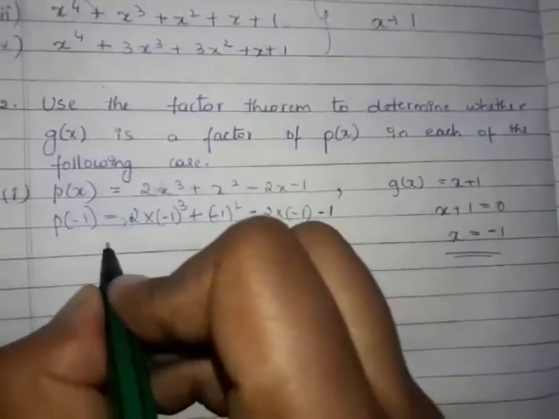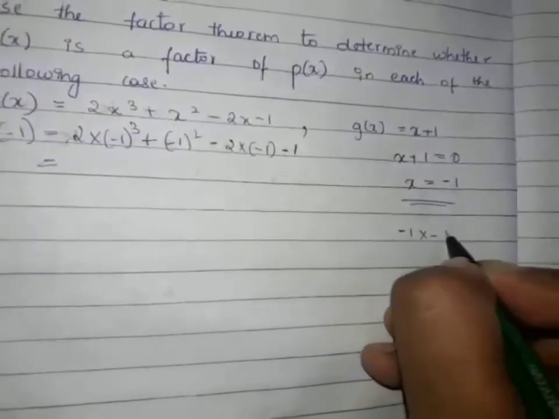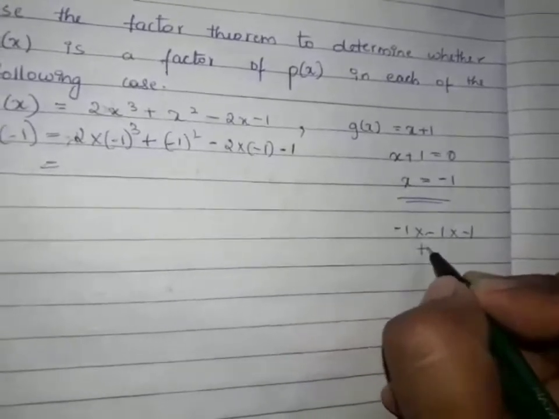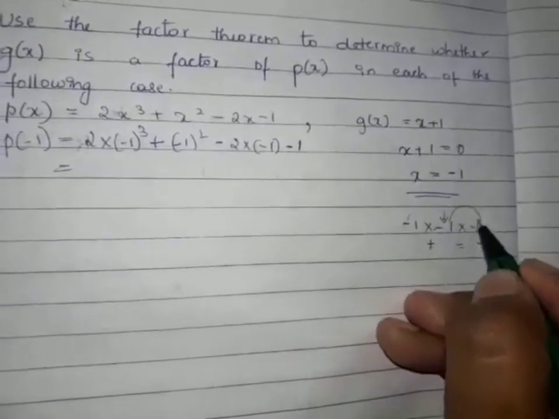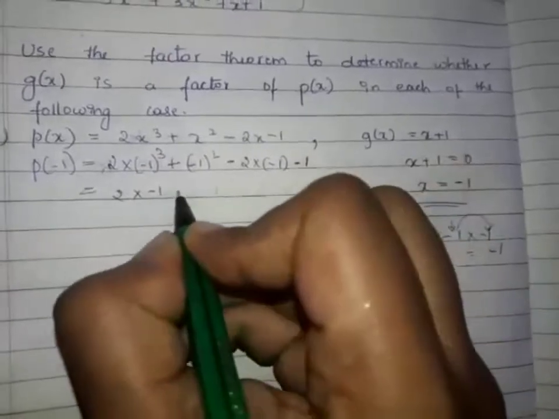Okay. So 2 into minus 1 the whole cube is minus 1 into minus 1 into minus 1. So minus into minus is plus. Plus into minus will be minus. So 1 into 1 is 1. 1 into 1 is 1. So our answer here is 2 into minus 1.